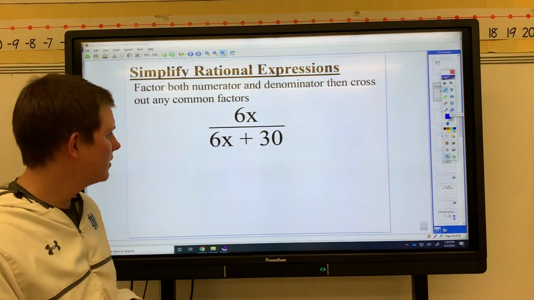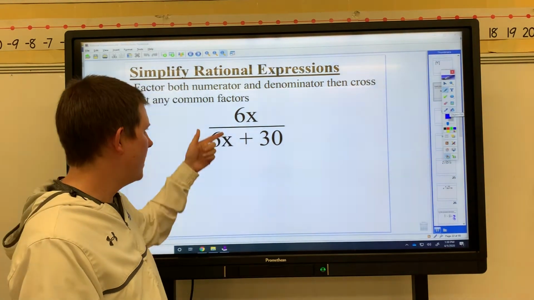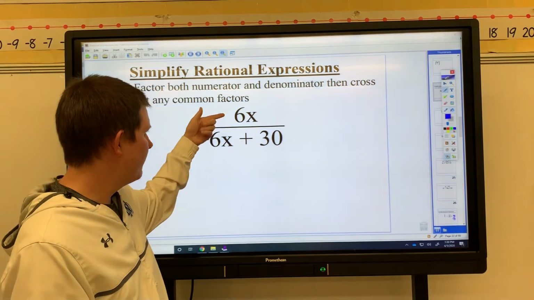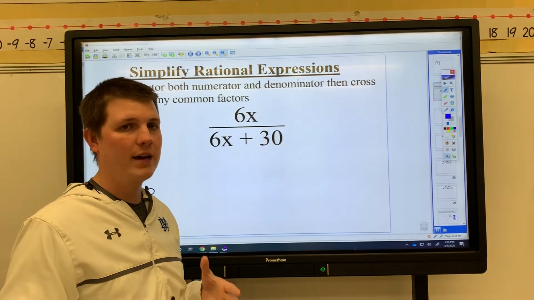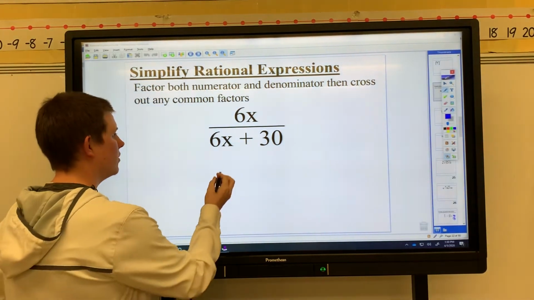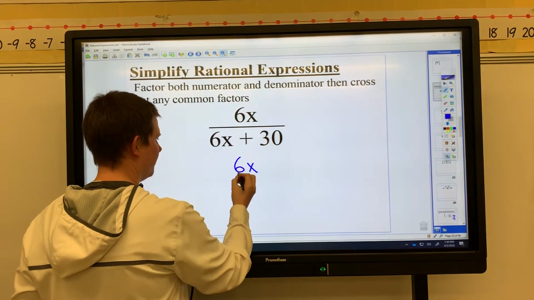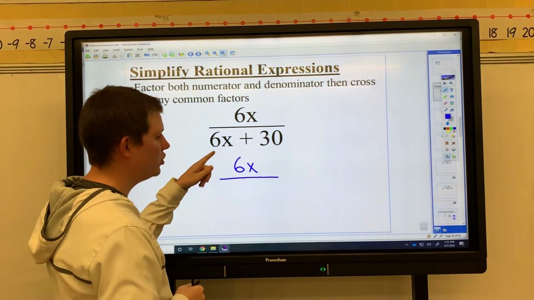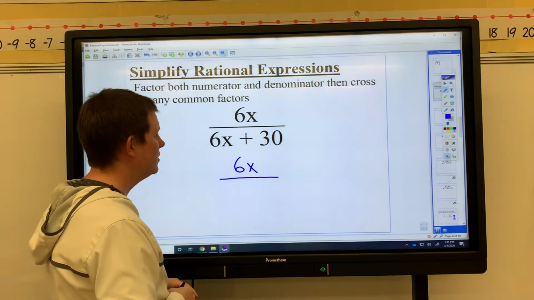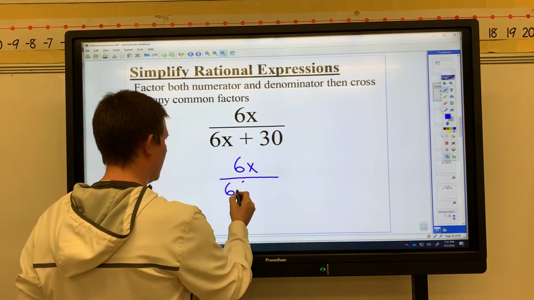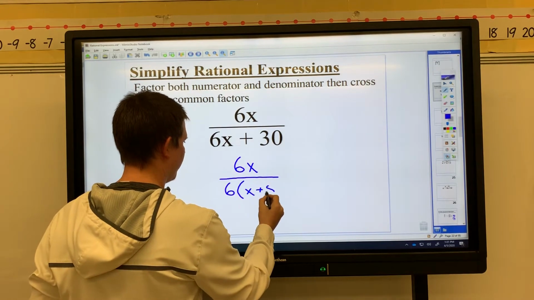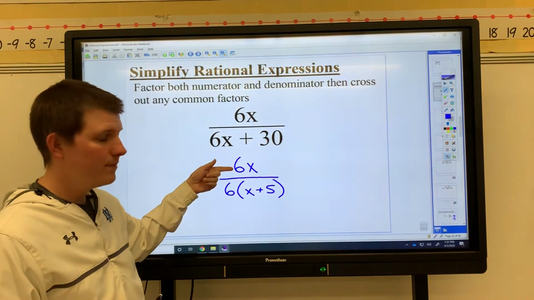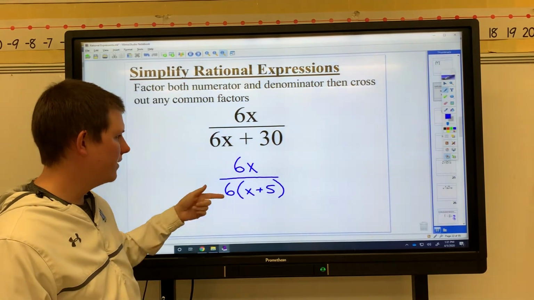6x over 6x plus 30. So we have a monomial over a binomial. The first thing we have to do is factor. Can I factor 6x? No, you cannot factor a monomial. That's not possible. So if you can't factor it, we're just going to leave it. Now on the denominator, I need to factor out a GCF. Well, what's the GCF? It's 6. I'm left with x plus 5. Okay? Factor the numerator, I cannot do that. Factor the denominator, which would be take out the GCF.